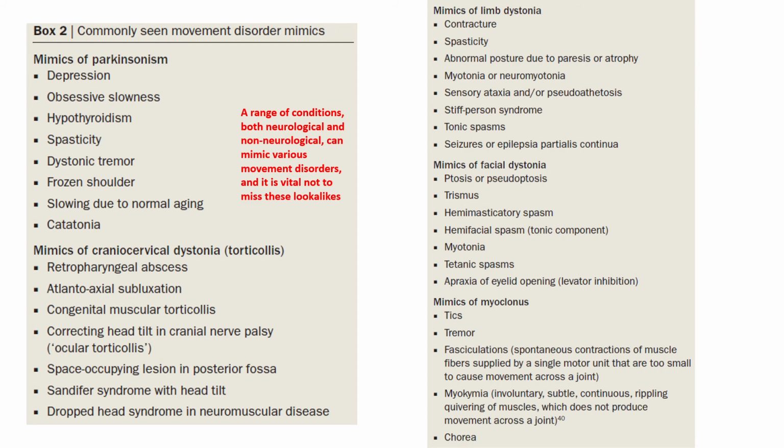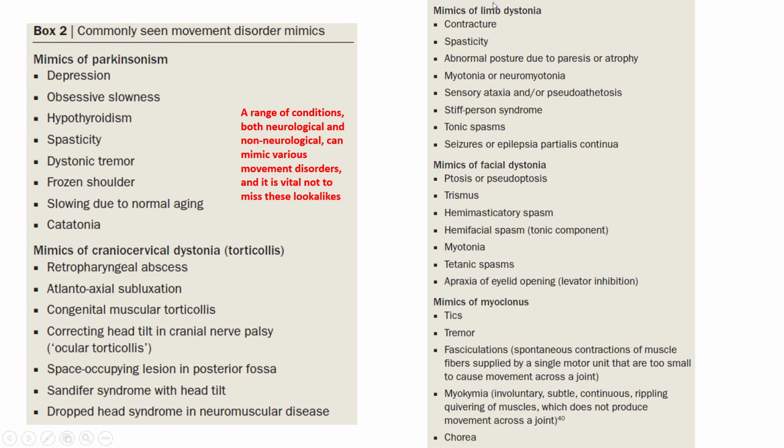The mimics of craniocervical dystonia: the patient may have a retropharyngeal abscess. Therefore, it seems like the patient has a torticollis, but he actually has an abscess lying in his posterior neck wall. There could be an atlantoaxial subluxation. There can be a congenital muscular torticollis. There can be a space occupying lesion in the posterior fossa.